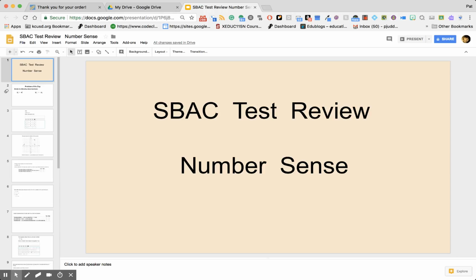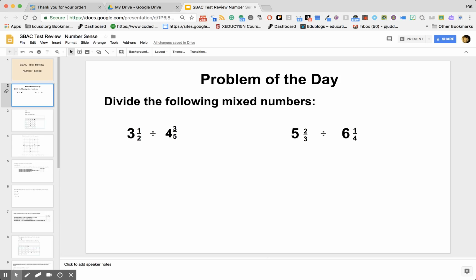Good morning. We're going to get ready for math right now. And just like we did yesterday, we're going to be reviewing for the Smarter Balanced test. Today, our focus is going to be on number sense. And just like we did yesterday, we're going to start with a problem of the day.